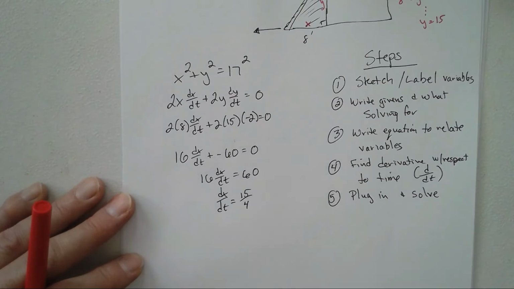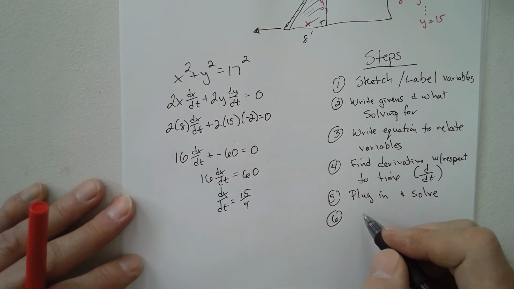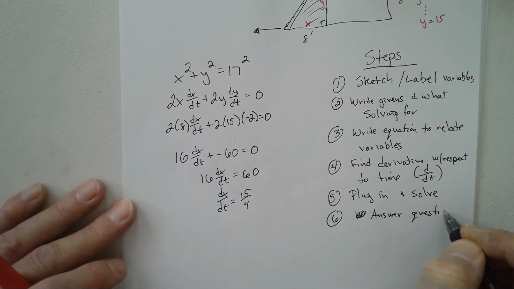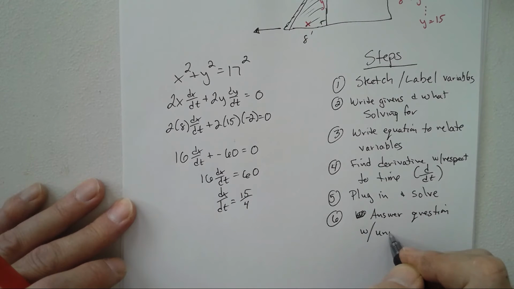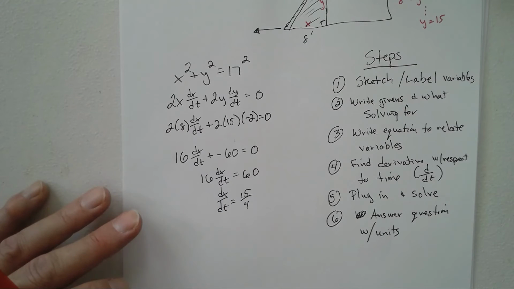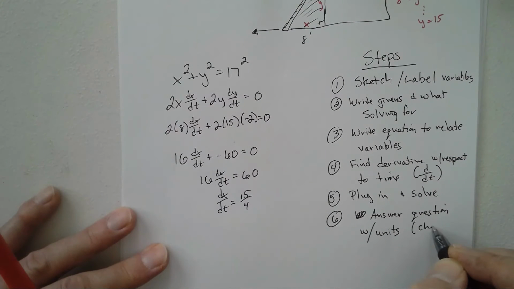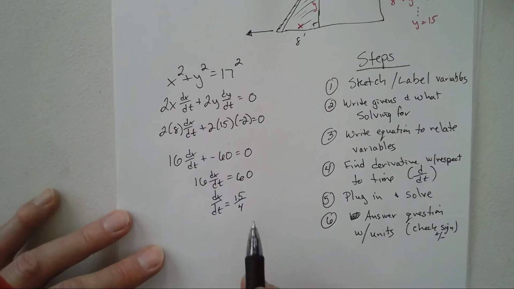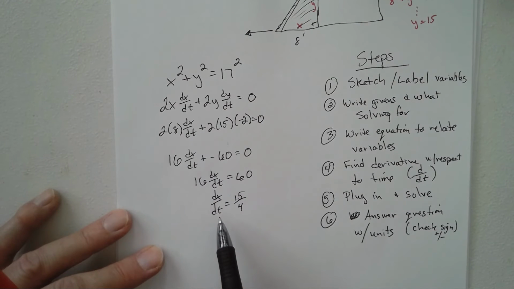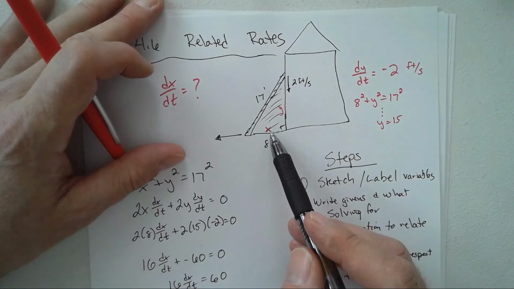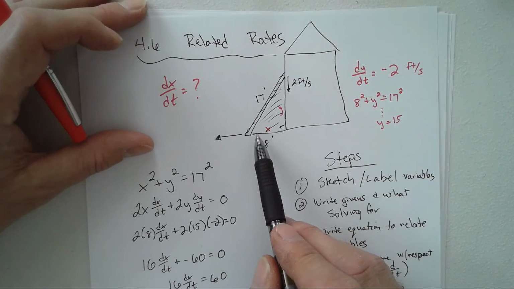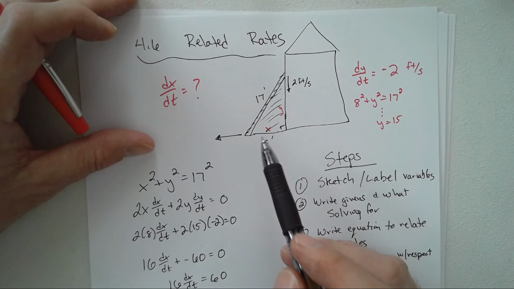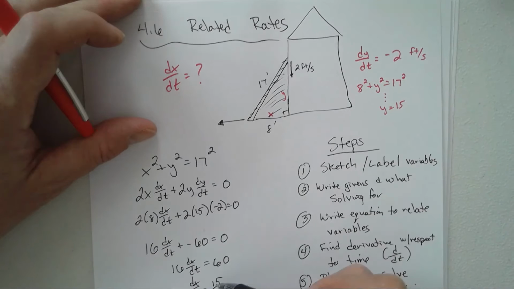Okay, so the last thing: answer the question with the units, and check the sign. See if the sign makes sense. So sign meaning plus or minus. dx/dt is 15/4. Does it make sense that we got a positive answer? Well, even though the ladder is going to the left, x is getting bigger, so we have to have a positive answer. So we did get a positive answer, so we're feeling pretty good about that.